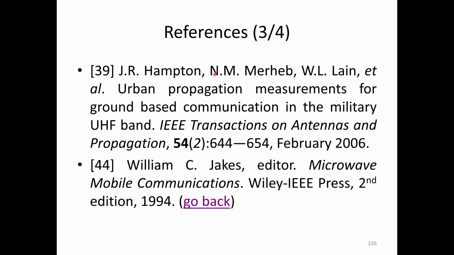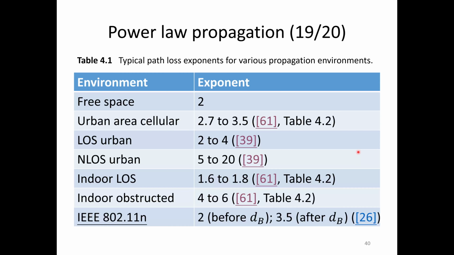And N.M. Merhib, W.L. Lane et al. The title of the paper is Urban Propagation Measurements for Ground-Based Communication in the Military UHF Band, where UHF means ultra high frequency. This paper is published in IEEE Transactions on Antennas and Propagation in 2006. Let us go back. When the environment is non-line of sight urban, the exponent is 5 to 20. Also please see reference 39.